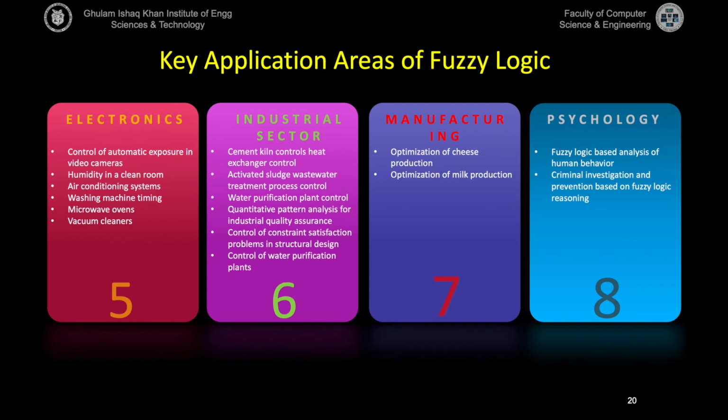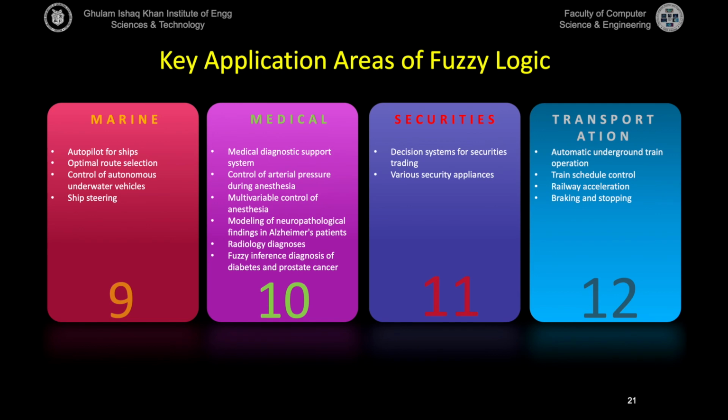The fuzzy logic has been applied to manufacturing industry as well, for example, for optimization of cheese production, for optimization of milk production, etc. It has been used in psychology, and fuzzy logic based analysis of human behavior has been done. Criminal investigation and prevention based on fuzzy logic reasoning has also been applied in psychology. Other than that, it has been used in marine studies.